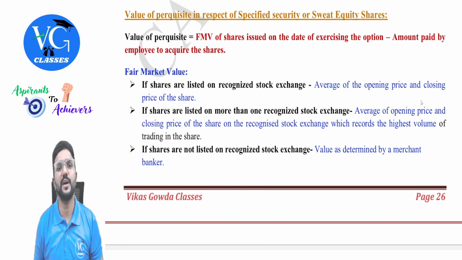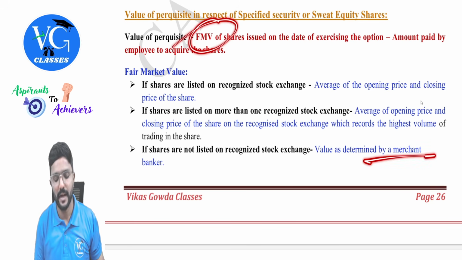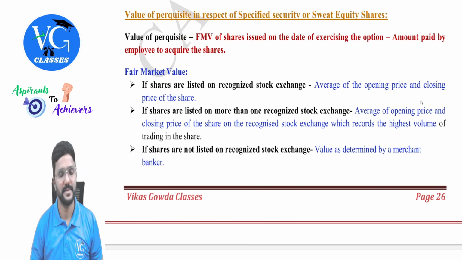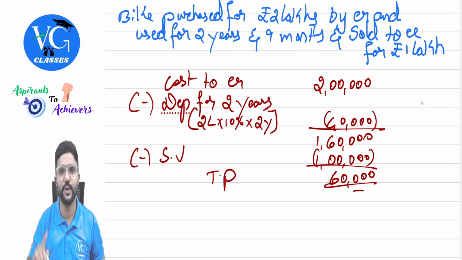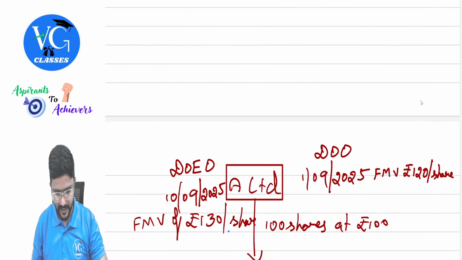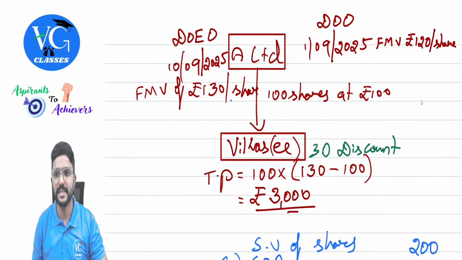Yes. Then the last one. If the shares are not at all listed, so employer company shares are not listed, sir. In that case, the FMV will be determined by the merchant banker, guys. Merchant banker. And this provision actually has a connection even to the capital gains head. I will try to explain it with this example.